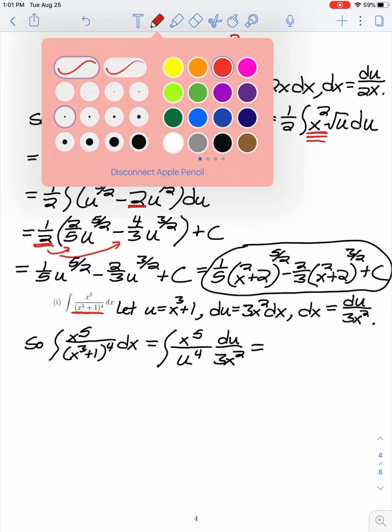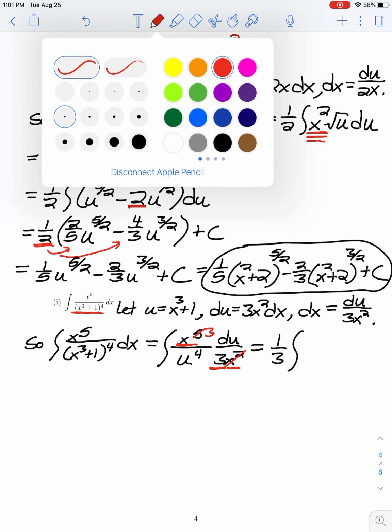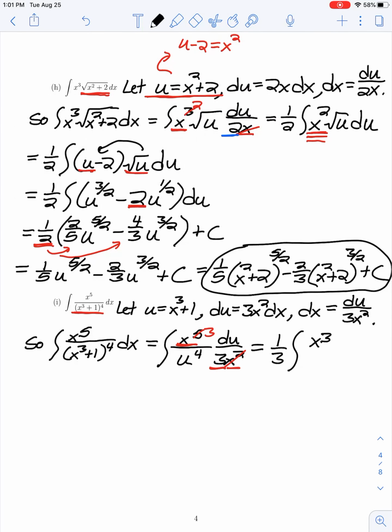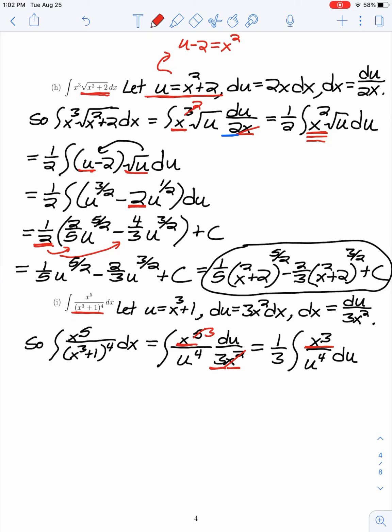So I'm going to start with the constant term. We have a constant factor of 1/3, which I can bring out in front of the integral. And let's see which terms are going to simplify. We have here an x to the 5th divided by x squared, so I can cancel 2 powers of x on top and bottom, and I'm left with x cubed divided by u to the 4th du. So as with our previous example, in this case we get stuck with this x cubed term in my numerator.